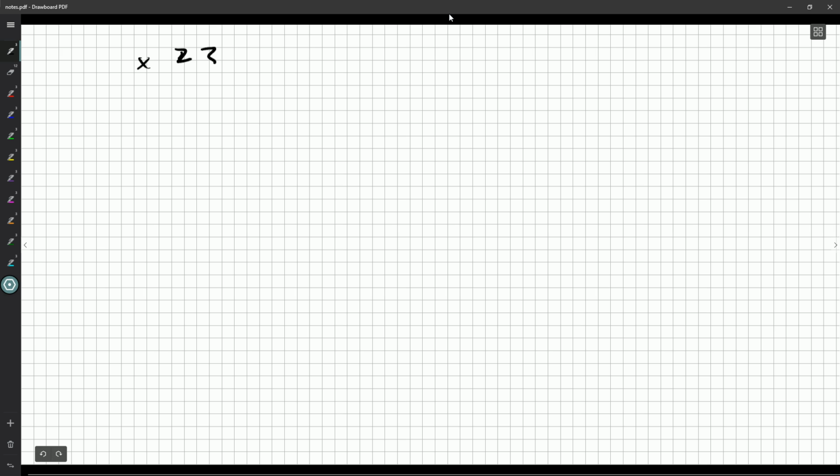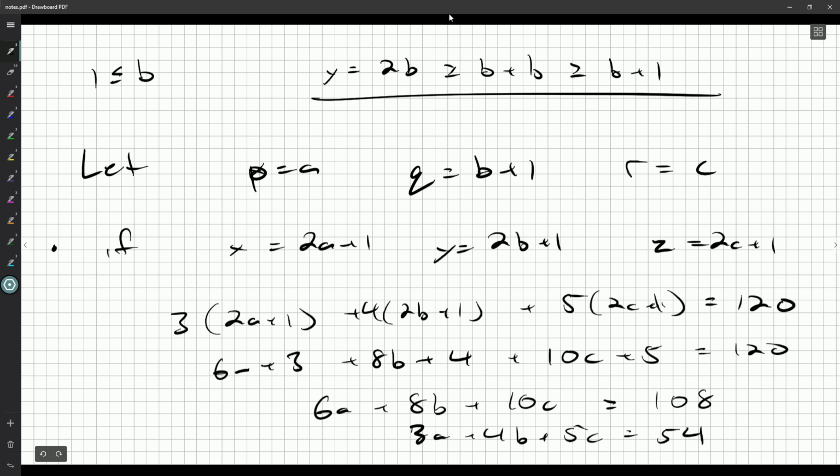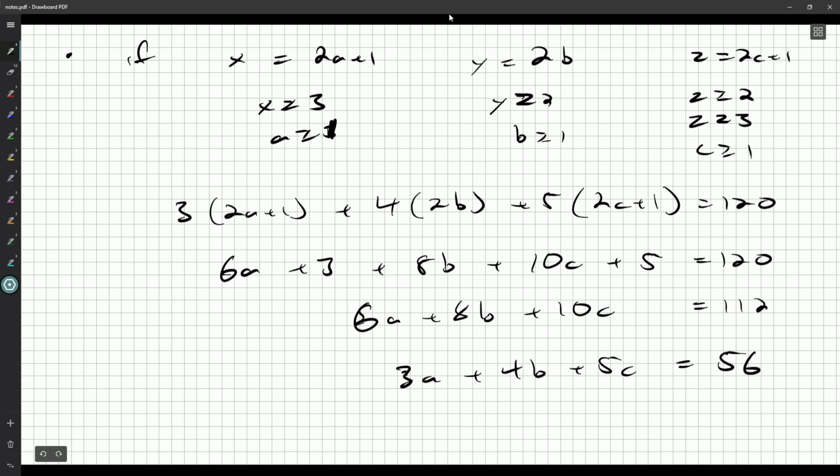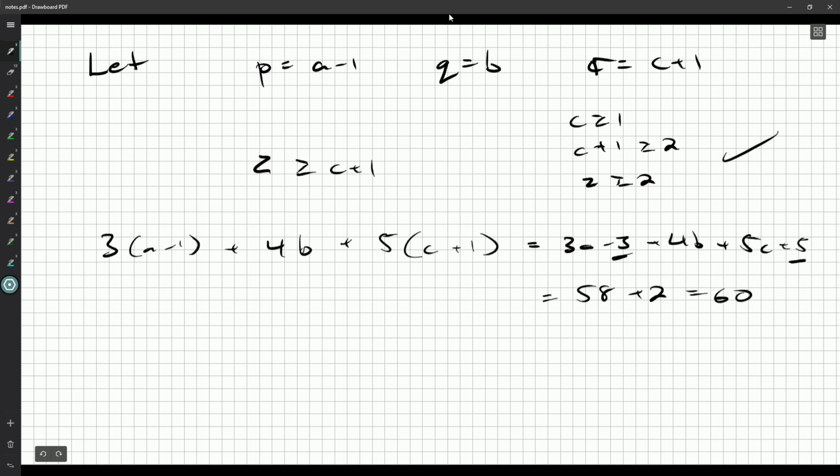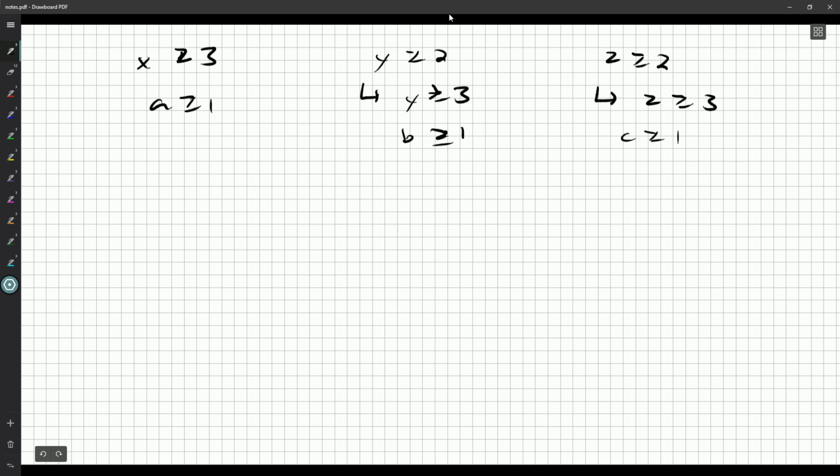X is at least 3, so A is at least 1. Y is at least 2, but since it's odd, that means Y is at least 3, so B is at least 1. And Z is at least 2, but again, it's odd, so really Z needs to be at least 3, so C is at least 1. Okay. Now, take your A, B, and C, and now I need to find a way to add on 6. Now, before we added on 2, how can we add on 6?